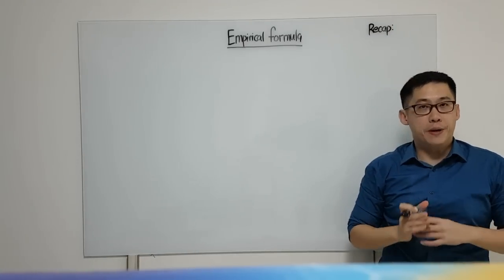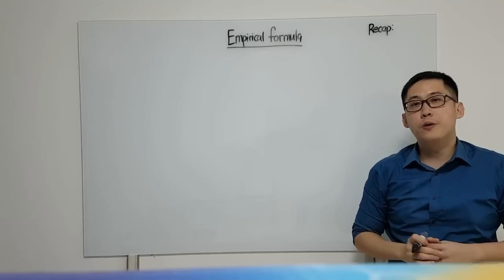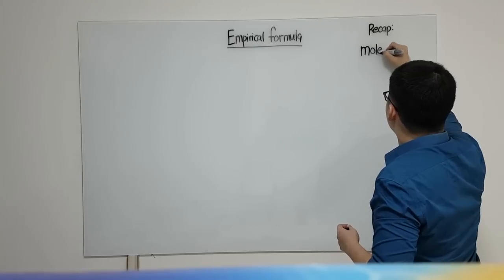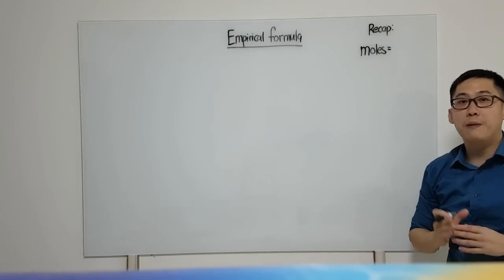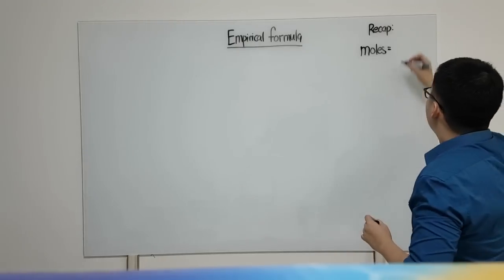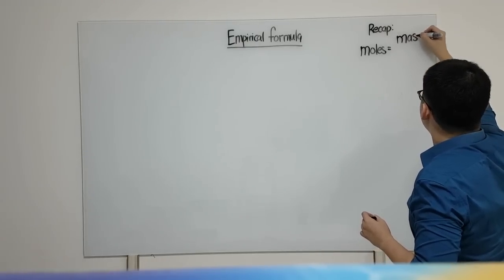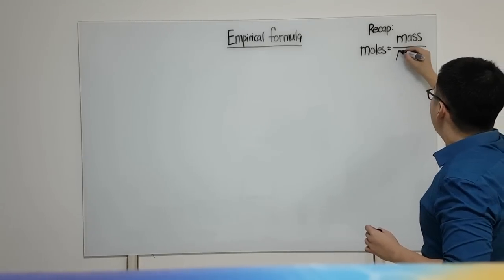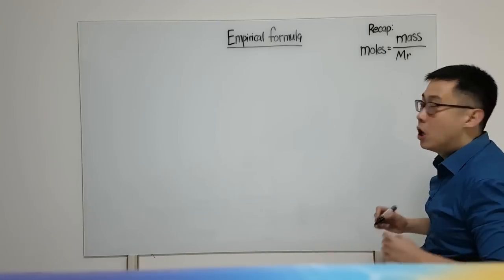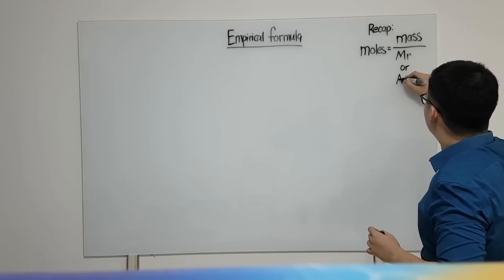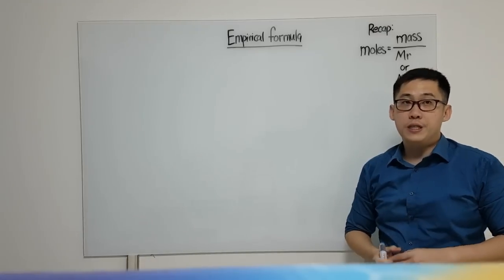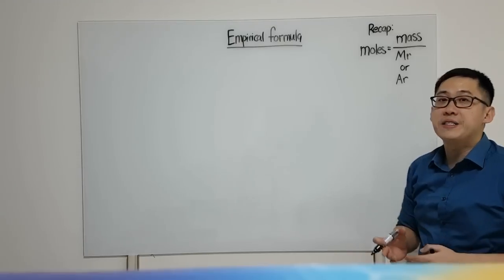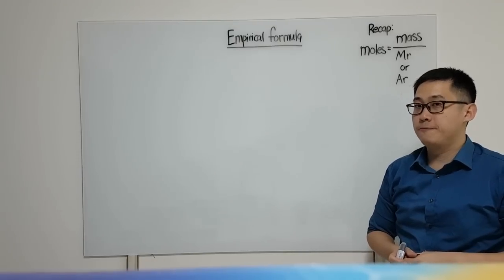One of the important things that you must be able to know before you attempt this topic is that you must recall that the number of moles can be found by taking the mass of a substance and then dividing this by either the relative molecular mass or the relative atomic mass. This is a relationship that you must remember. Now, let's go on to understand what is an empirical formula.